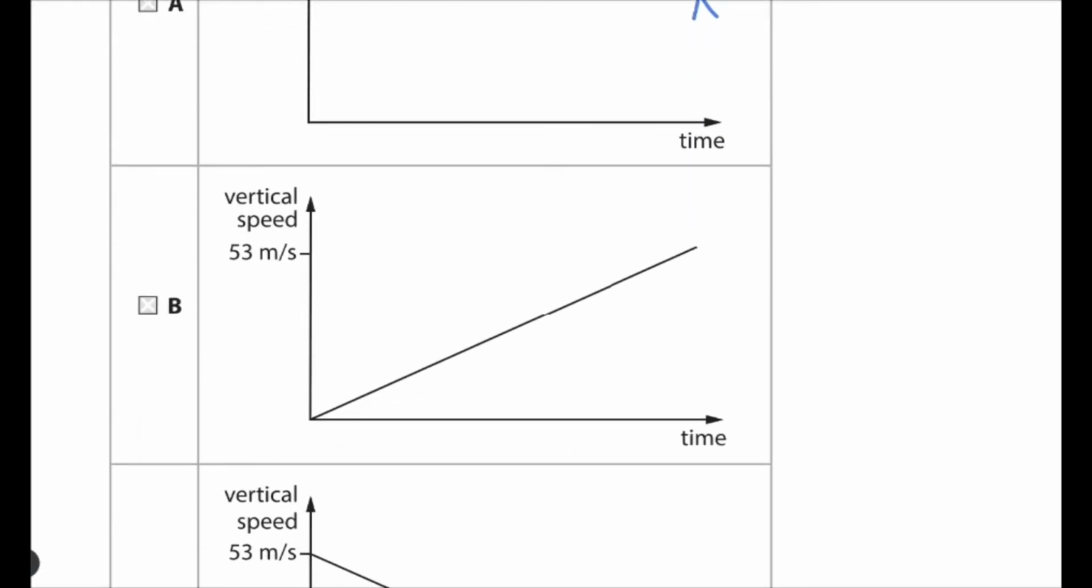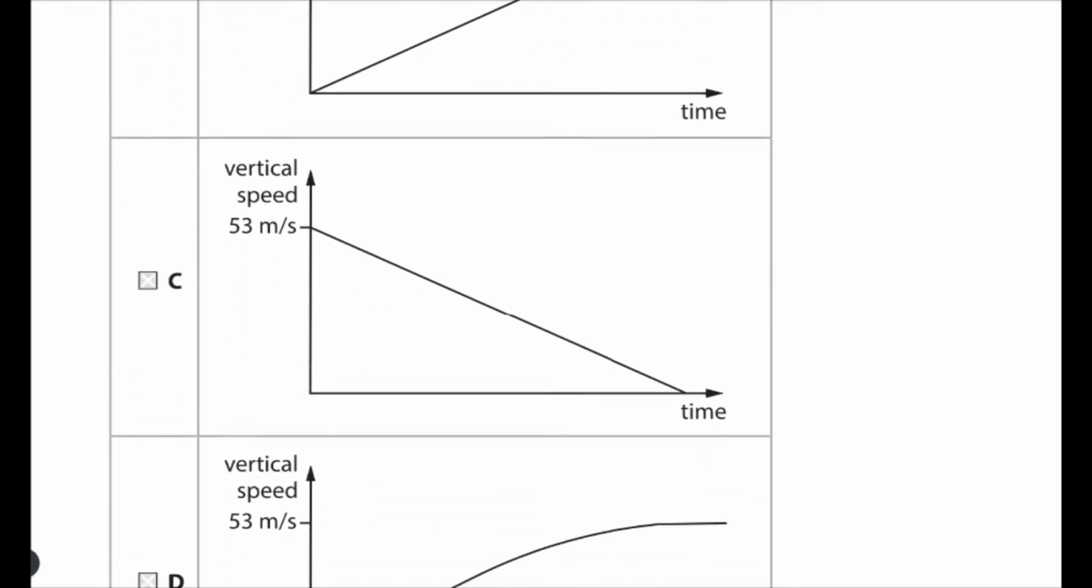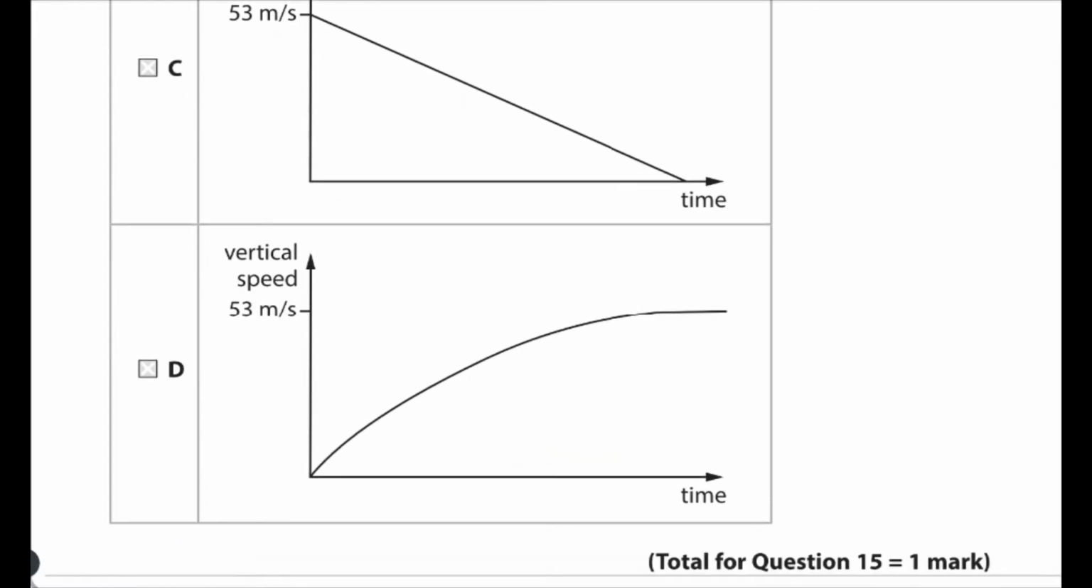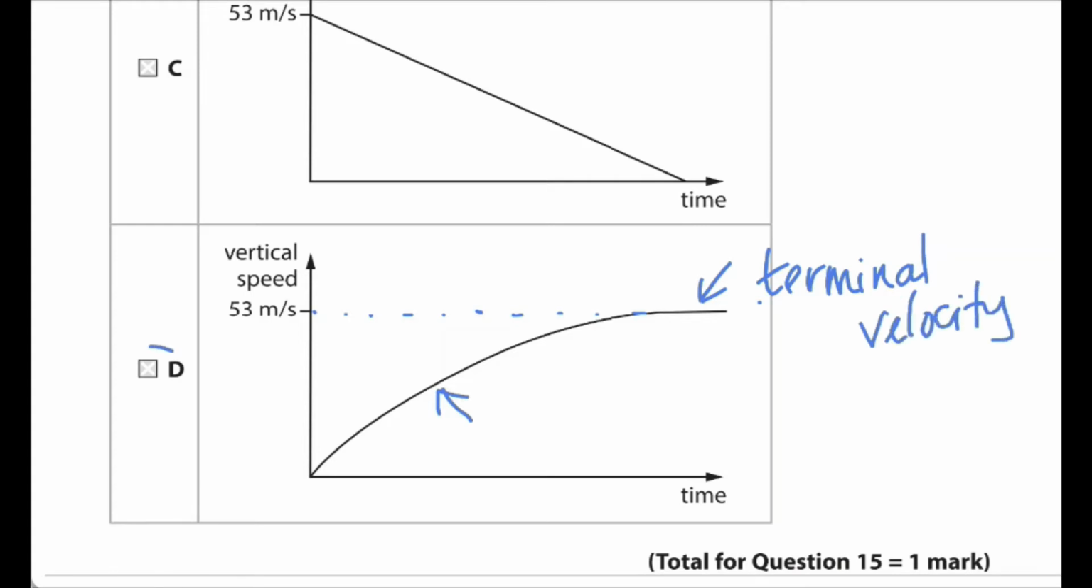Here you can see the vertical speed increases until 53. But we have learned that it turns into a terminal velocity. In order to reach a terminal velocity, the acceleration has to decrease and it has to reach a constant velocity. So here the velocity increases, which is acceleration, and then it reaches the constant velocity. This is the part we call terminal velocity. So the answer is D.